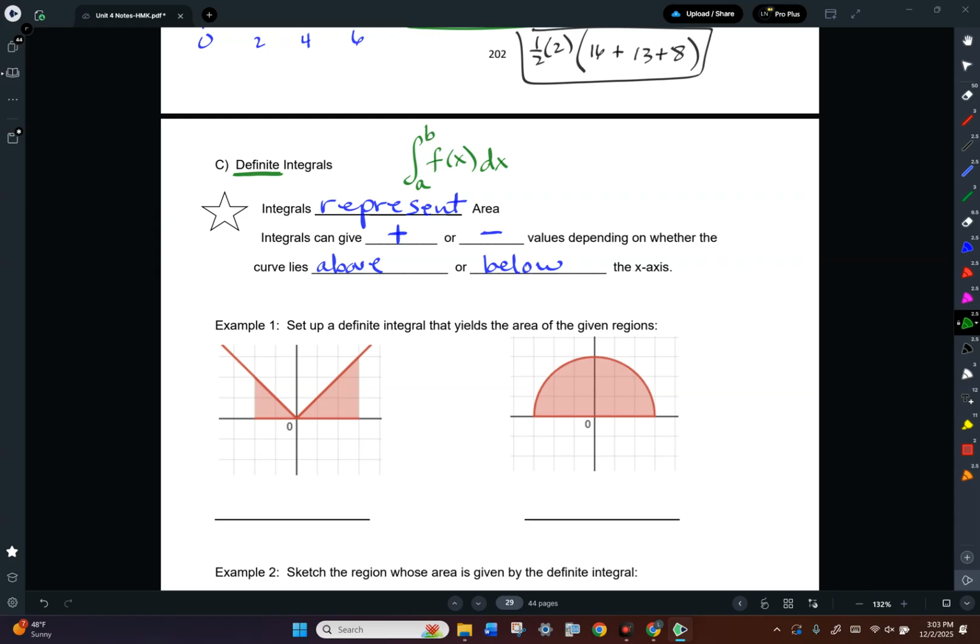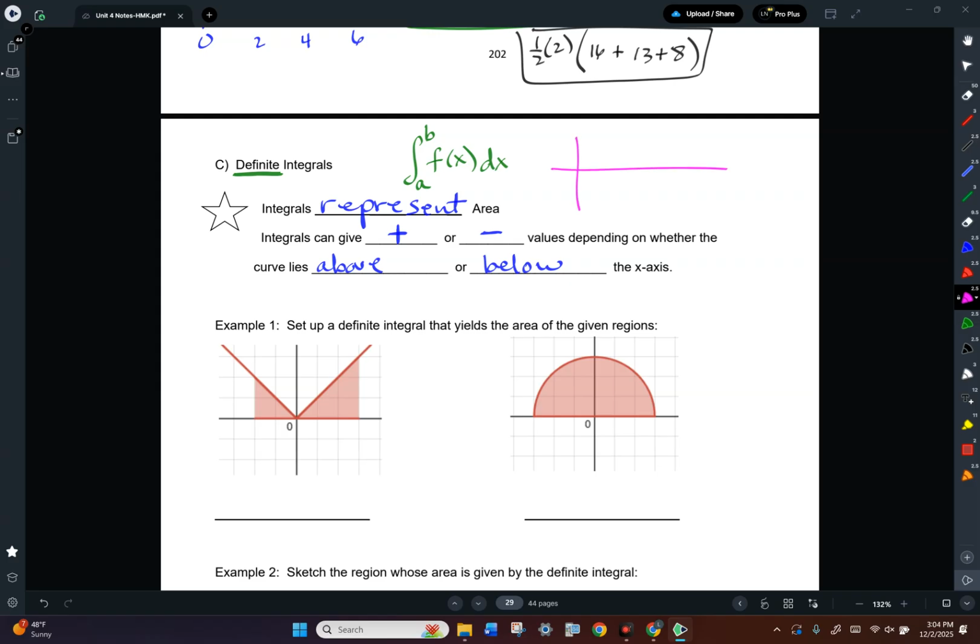And those are just specific x values. So it might be the integral from 0 to 2 or the integral from 5 to 7. And the reason we have to give it boundaries is so that we know the beginning and ending of our area. Now, let me show you what I was talking about with this whole positive and negative business.